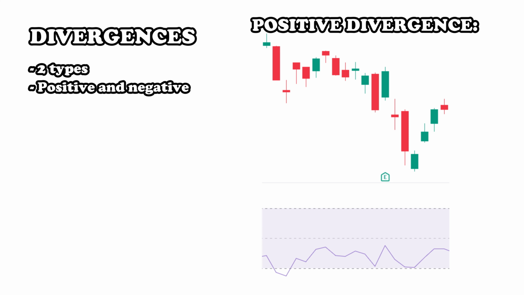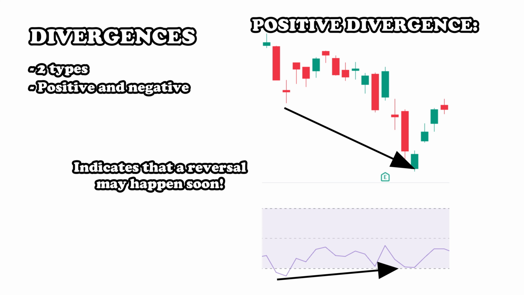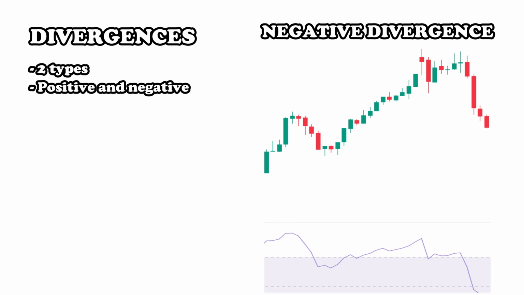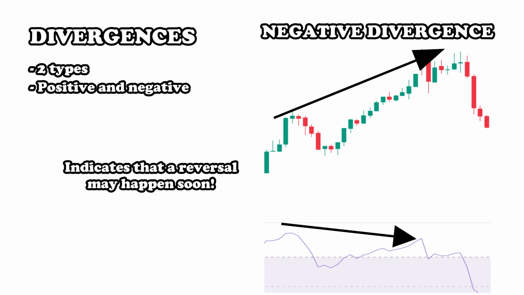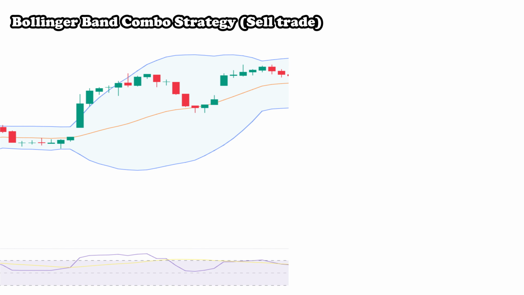A positive divergence occurs when the price makes a lower low but the RSI shows a higher low, signaling that the downtrend has a weakening momentum and possibly a reversal may happen shortly. Conversely, a negative divergence occurs when the price makes a higher high but the RSI shows a lower high. This indicates an exhaustion in the uptrend and a reversal may happen shortly. It's important to note that not every divergence results in a reversal. Let's now dive into the Bollinger Band combo strategy.